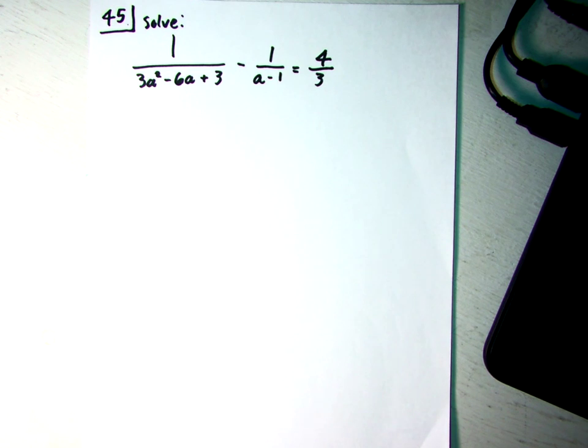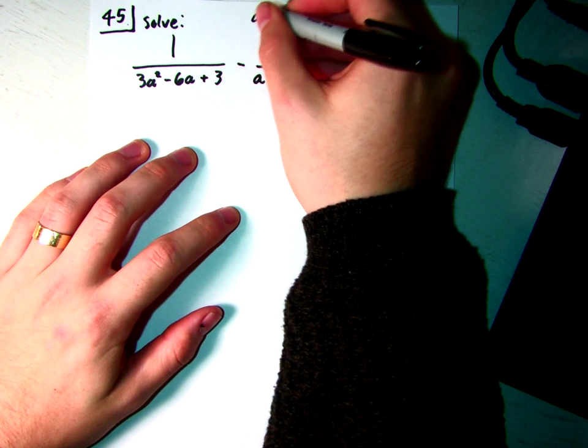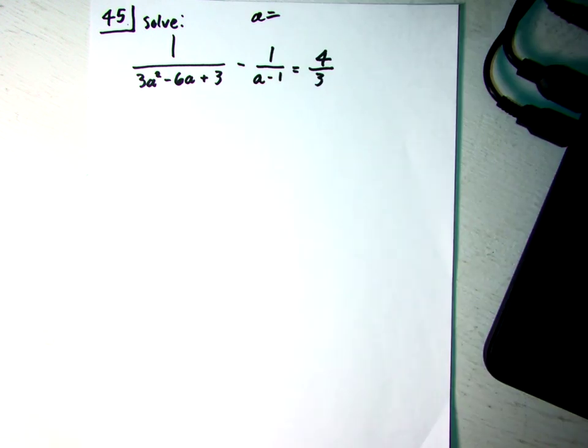All right, guys, let's do another one of these solving rational equations. We have a rational equation here. We need to solve it. So what's that going to look like? What are we trying to figure out? We're trying to figure out what does A equal, because A is our variable. One variable, one equation. We can solve for A.